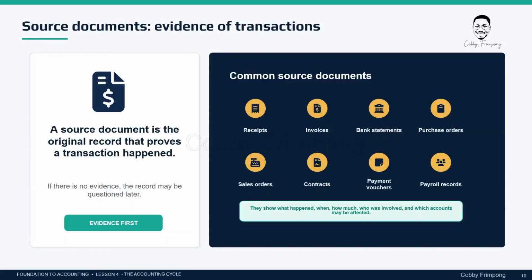Source documents. Evidence of transactions. Before transactions are recorded, accountants need evidence. This evidence is called a source document. A source document is the original record that proves a transaction happened. Examples include receipts, invoices, bank statements, purchase orders, sales orders, contracts, payment vouchers, credit notes, debit notes, payroll records, and deposit slips.